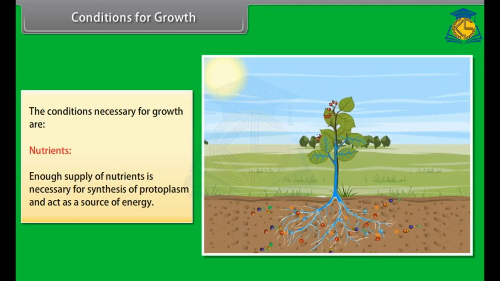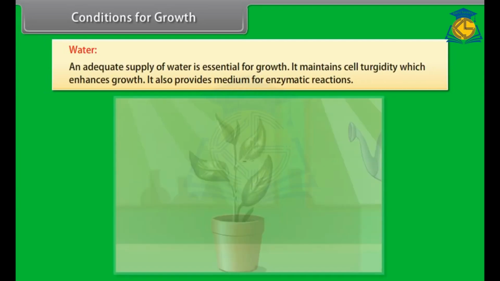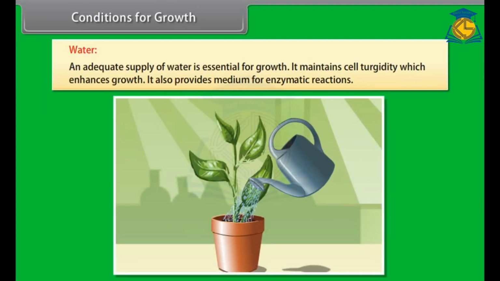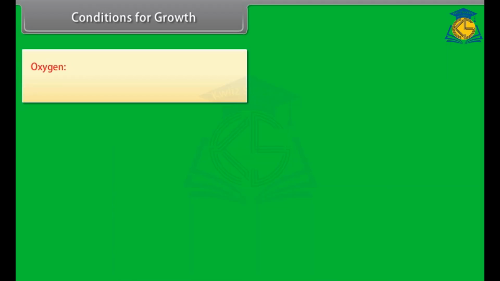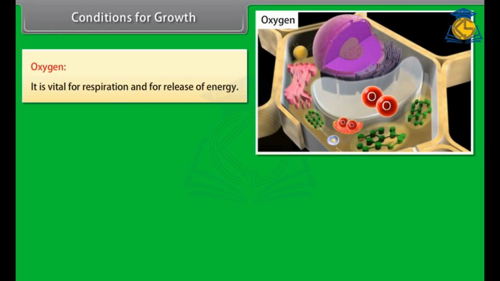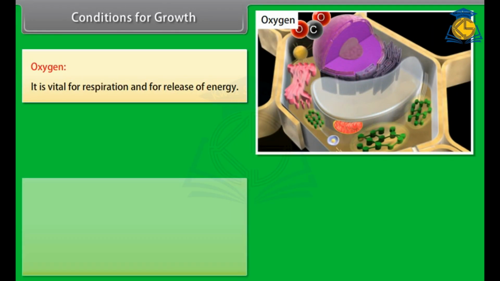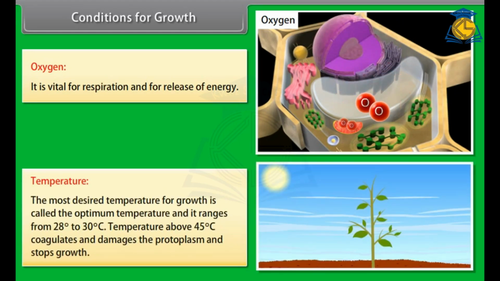Conditions for growth. The conditions necessary for growth are nutrients. Enough supply of nutrients is necessary for synthesis of protoplasm and act as a source of energy. Water. An adequate supply of water is essential for growth. It maintains cell turgidity, which enhances growth. It also provides medium for enzymatic reactions. Oxygen. It is vital for respiration and for release of energy. Temperature. The most desired temperature for growth is called the optimum temperature, and it ranges from 28 degrees to 30 degrees Celsius.